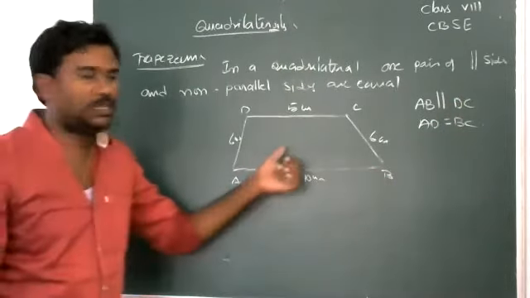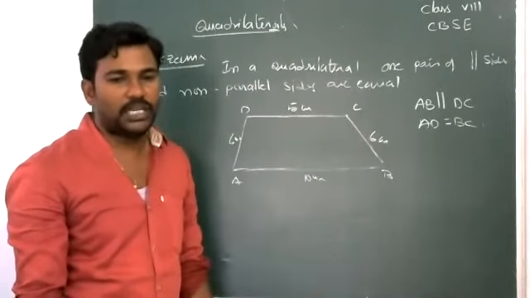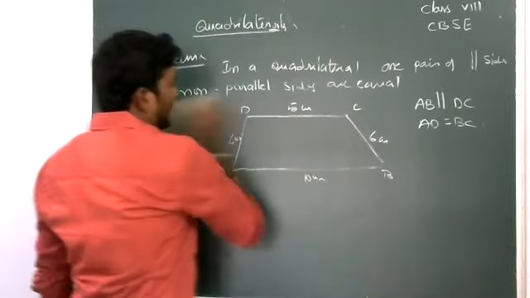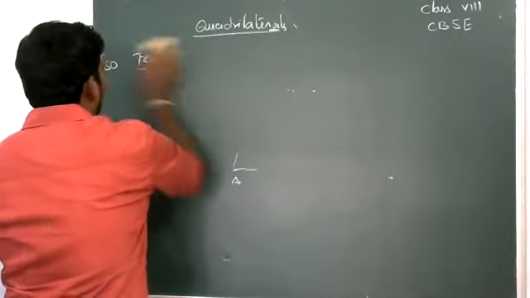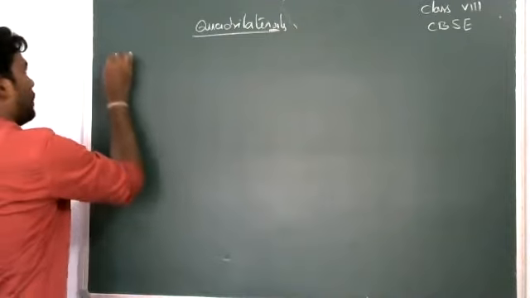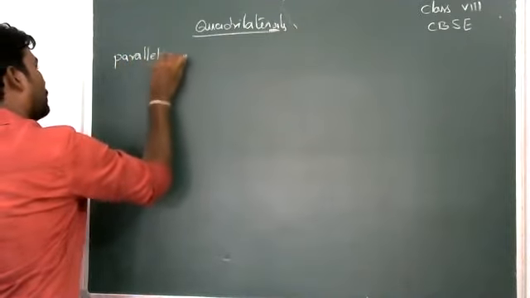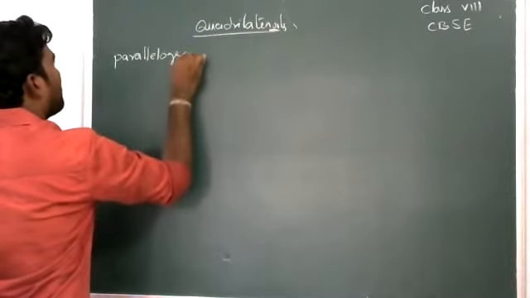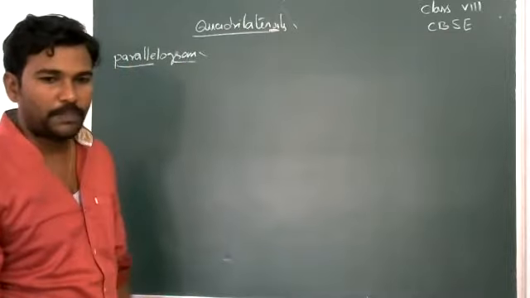Then these types of quadrilaterals are called isosceles trapezium. Then comes the next one, the parallelogram.